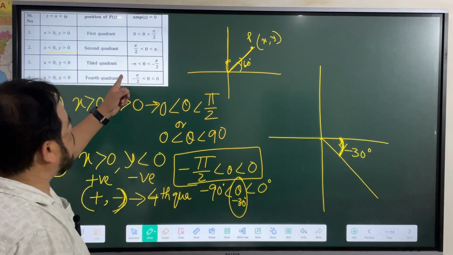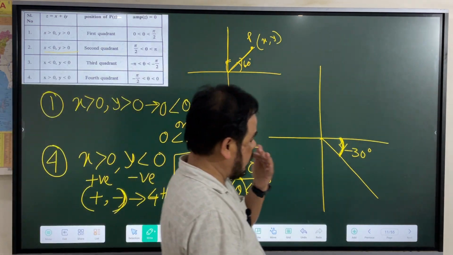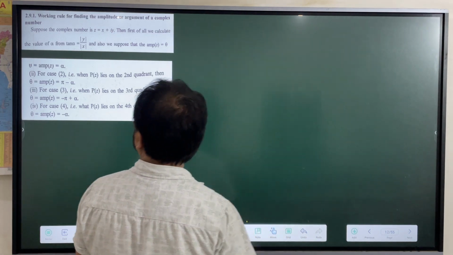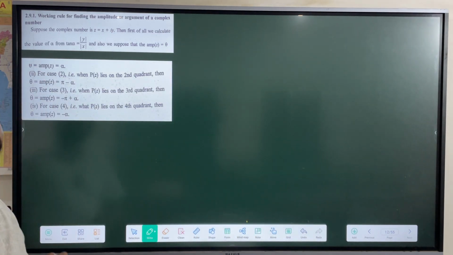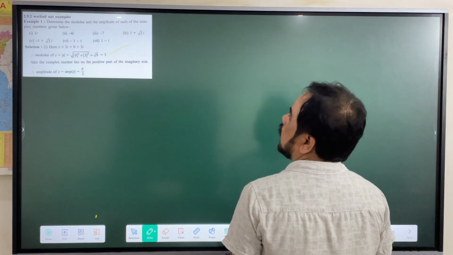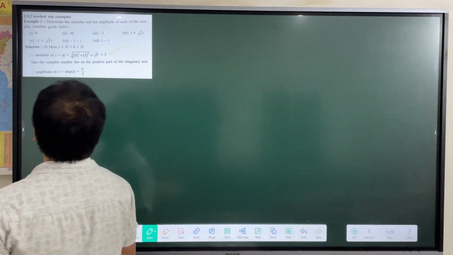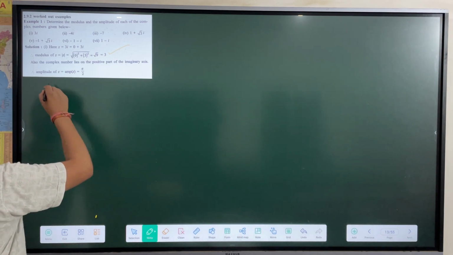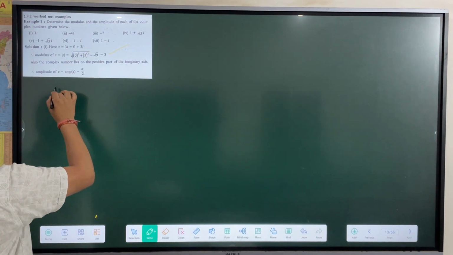This is what I already explained, so that you can understand by looking at that. Second quadrant, third quadrant, fourth quadrant. Now example. Determine the modulus and amplitude of each of the complex numbers. You have to find out the modulus and you have to find out the amplitude.